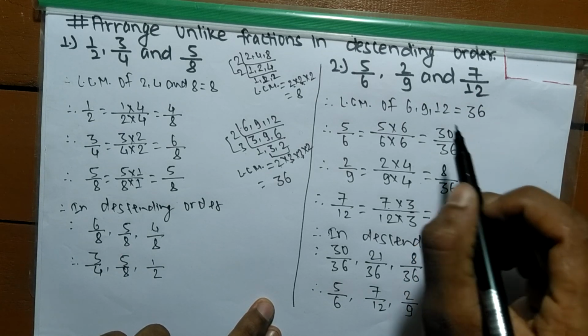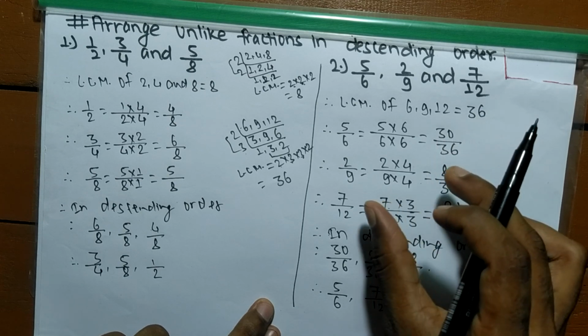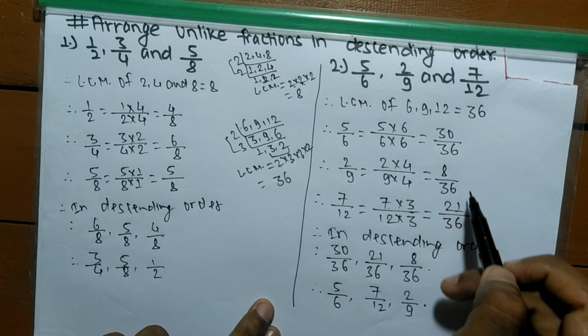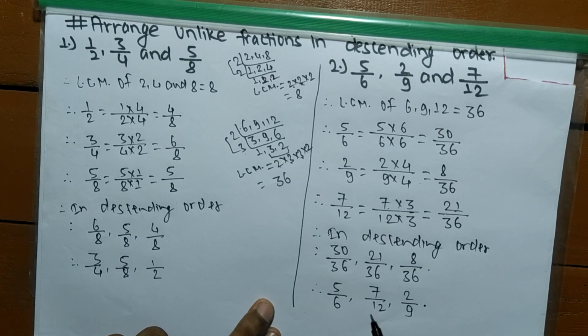In the first step we have to take the LCM of the denominators. After that convert all the unlike fractions into like fractions, arrange them, and again convert them into the respective unlike fractions.